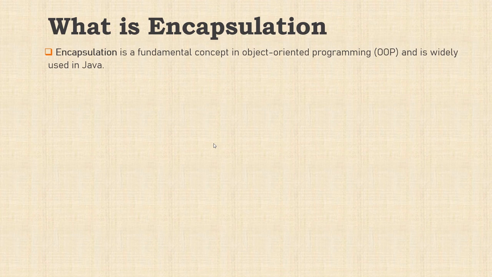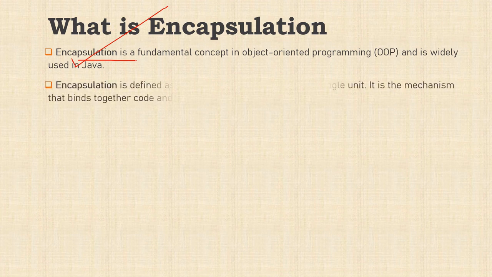Encapsulation is a fundamental concept in object-oriented programming (OOP) and is widely used in Java. It is a part of the OOPS concept, a pillar of OOPS, and Java also follows the OOPS concept. Encapsulation is defined as the wrapping up of data under a single unit. We wrap up data inside a single unit. It is a mechanism that binds together the code and the data it manipulates.